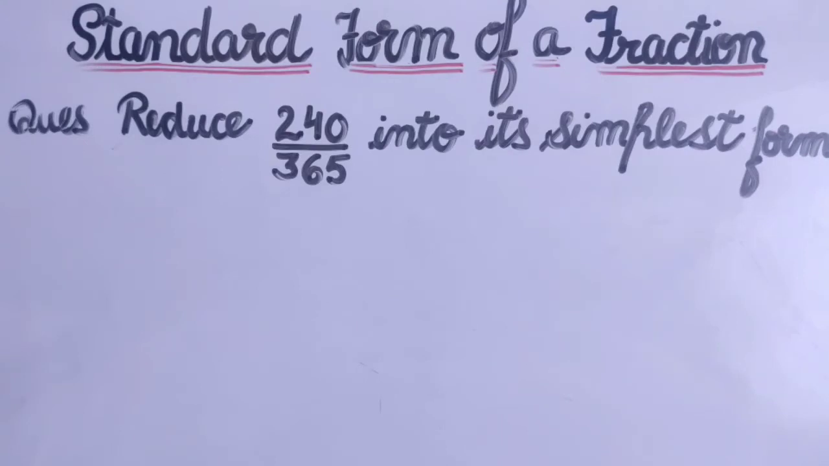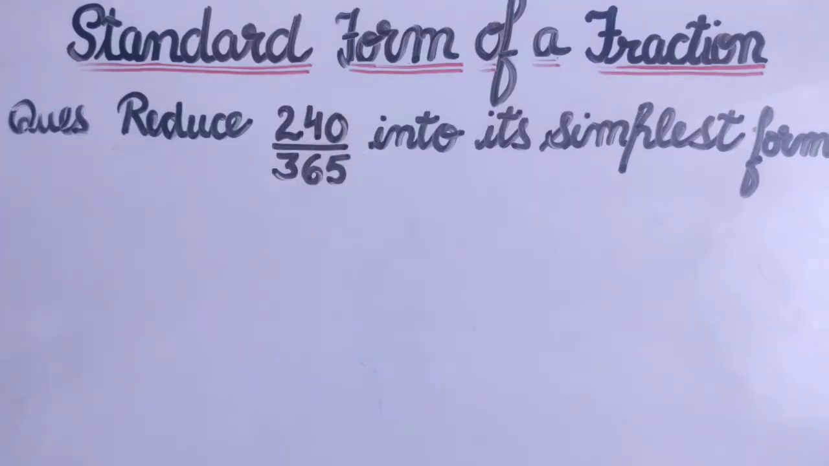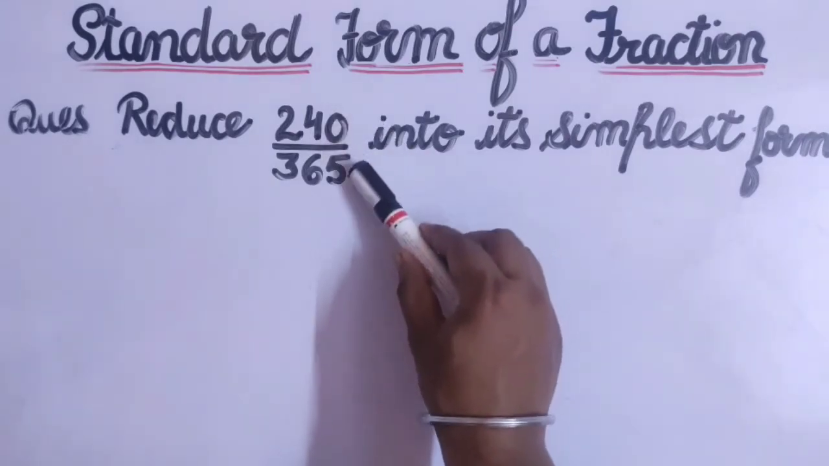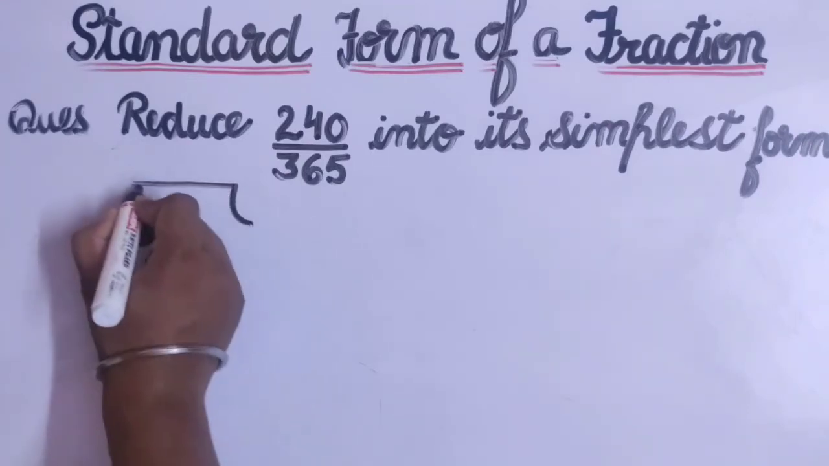So students, steps to reduce a fraction into simplest form are: first step is we have to find out the HCF of numerator and denominator of the given fraction. What we have to do? We have to find out the HCF of numerator and denominator. Now students, it's your wish if you want to find out HCF by prime factorization method or by long division method. I am finding out the HCF by long division method, right? So let's complete the first step. Firstly, we will find out the HCF.